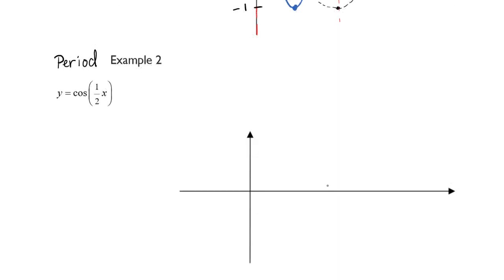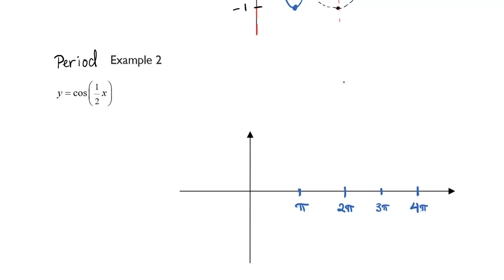Now in this example we have y equals cosine of 1/2 x. And again we're going to sketch. And actually, since I know what's happening, I'm going to say this over here is 2 pi. We'll call this pi. 3 pi and 4 pi.